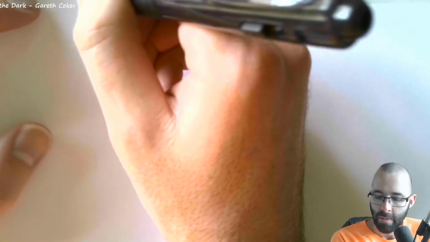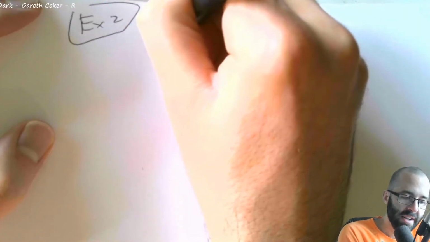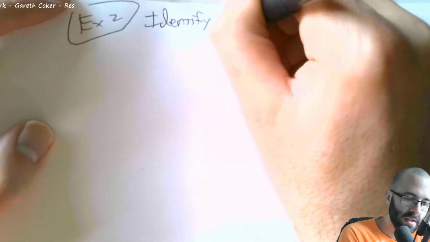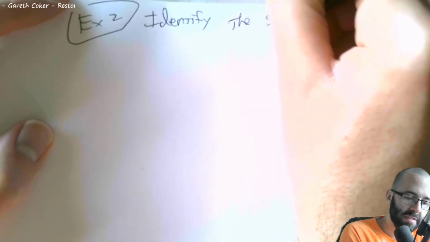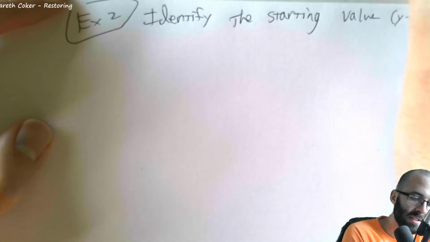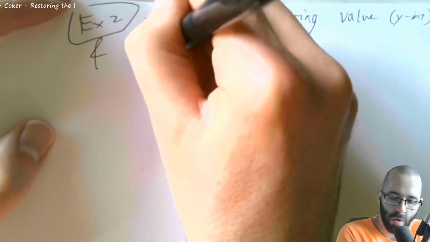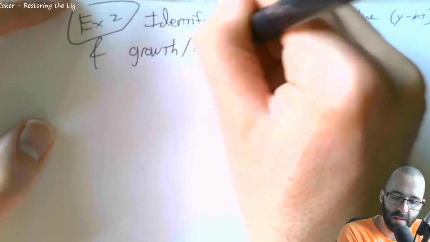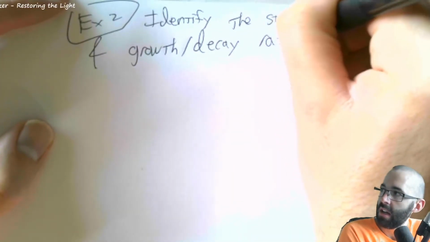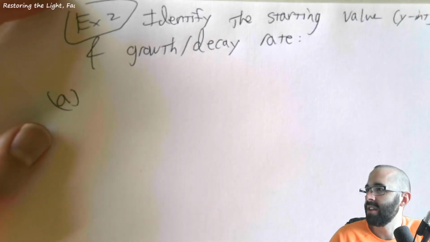All right, so what we've got is example 2. Identify the starting value, aka the y-intercept, and the growth or decay rate for the following problems. All right, wait a minute, I'm using the wrong scene here.